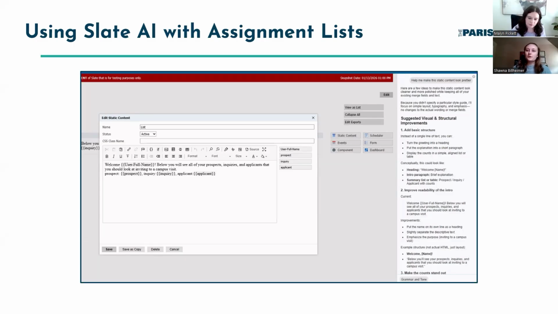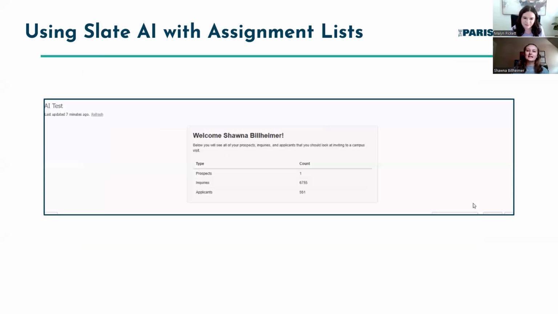I started with a simple prompt of help me make this static content look prettier. It did say some stuff in the mix, as you can see. I kind of just ignored it and said, do it, because I wanted to see what it would actually do. We ended up with a list view that looks like this. It's specifically telling the user what it is that they are looking at in the list below, and it gives them a clear count of their current prospects, inquiries, and applicants.